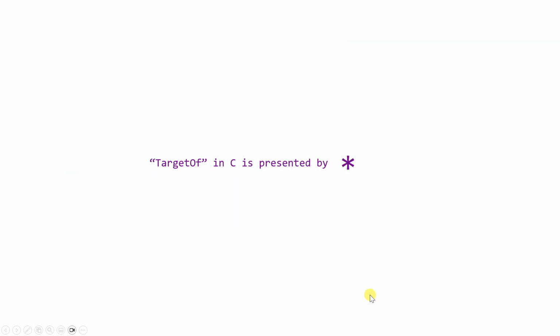And to make the matters worse, they actually make the target of represented by asterisk too. But the difference is that this asterisk comes before a variable. So if asterisk is before a variable, it means target of. If the asterisk is after a type, it means pointer. You have to remember that. If you say it, then it's going to be fine.